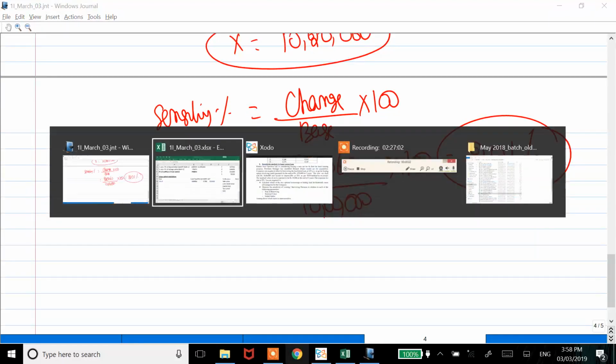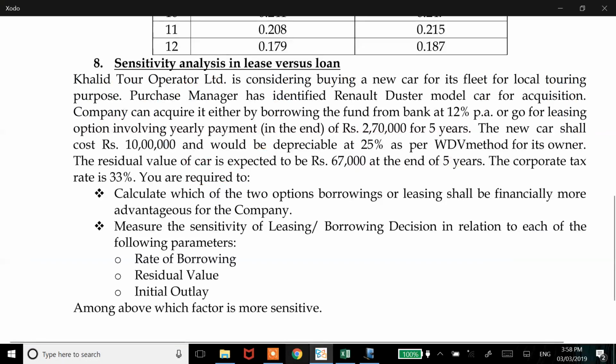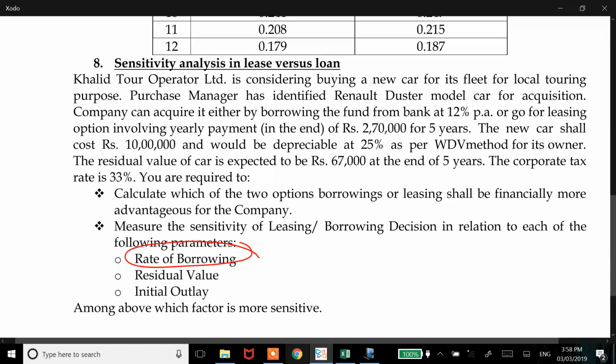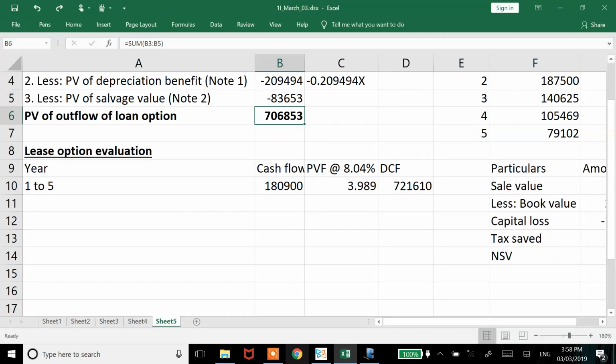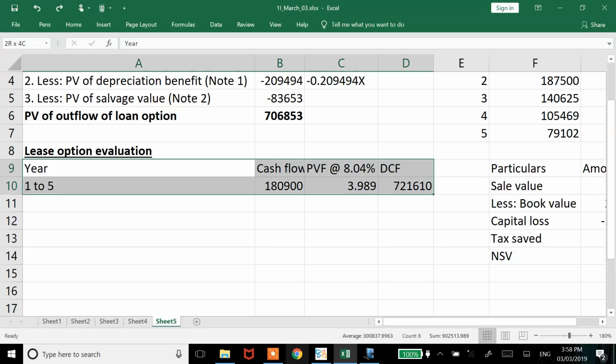Okay, interest rate is very tricky. Now look at, they say rate of borrowing. What is the current rate of borrowing? 12. I'll increase it to 14 and check now. I cannot assume X. The problem is when interest rates change, this will also change, because the discount rate is going to undergo a change.